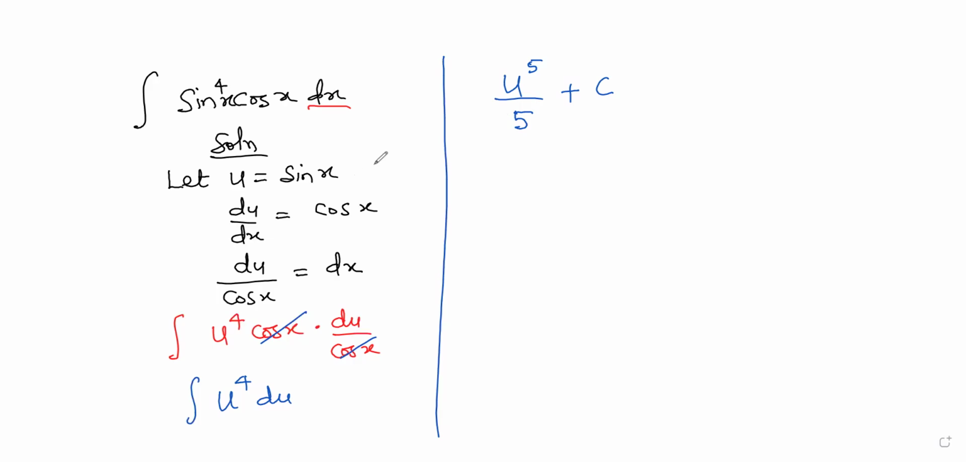But your u is sine x. So you can substitute it over there. You're going to have sine^5 x divided by 5 plus c. So basically, this is how we solve questions like this. Okay, I hope it is clear. So it's not anything difficult at all. So make sure you practice more.